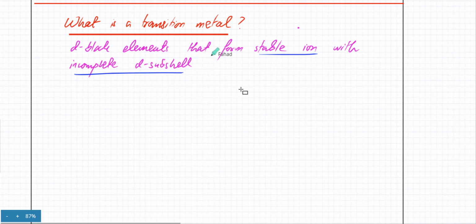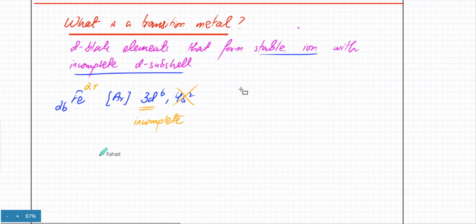So the d subshell must not be full, it must not be empty, it has to be incompletely filled. So for example, you have iron over here. Now Fe is a transition metal, it has 26 electrons, normal atom. The electronic configuration of Fe is argon, and then 3d6 and 4s2. Now Fe usually forms 2 plus. That's a stable ion. So 2 electrons are gone from the 4s outermost. So is the d subshell incomplete? It is. So that means Fe or Fe2 plus is going to behave as a transition metal.